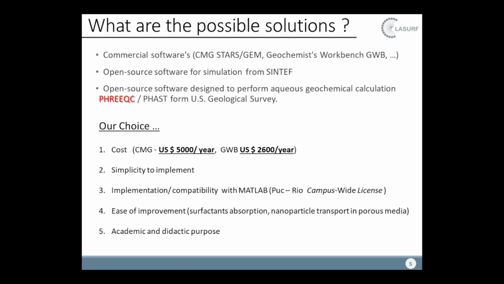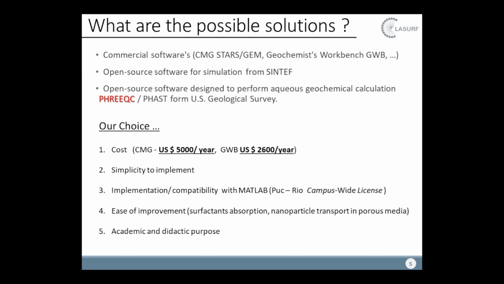Because of the cost of STARS and GEM, for a small laboratory like ours, it's not so easy to get this kind of license. PHREEQC is very, very simple to implement. It has full compatibility with MATLAB, and we have a campus-wide license for MATLAB at PUC. So MATLAB for our laboratory is free. This is the main reason for using PHREEQC.